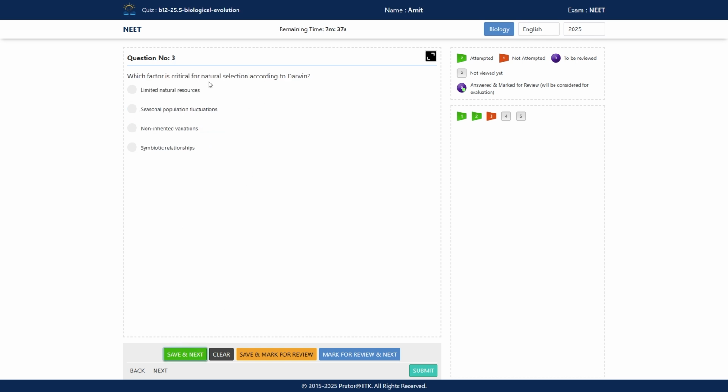Next one, which factor is critical for natural selection according to Darwin? Here the options are: A, limited natural resources; B, seasonal population fluctuation; option C, non-inherited variation; option D, symbiotic relationship. What is the correct answer?